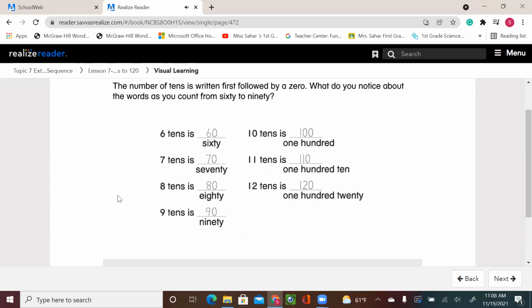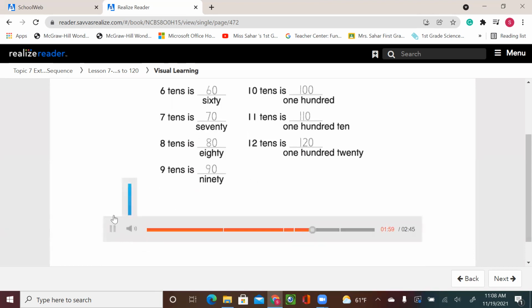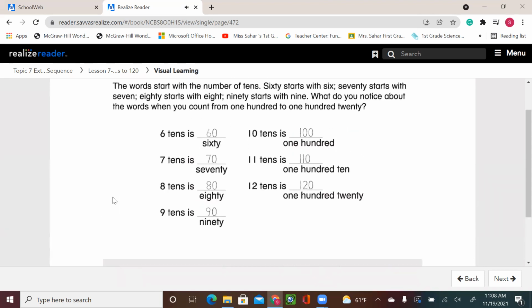What do you notice about the words as you count from 60 to 90? It's the exact way that you write the numbers. So if I remove the zero, it's going to be 6, 7, 8, 9. The words start with the number of tens. 60 starts with 6, 70 starts with 7, 80 starts with 8, 90 starts with 9.